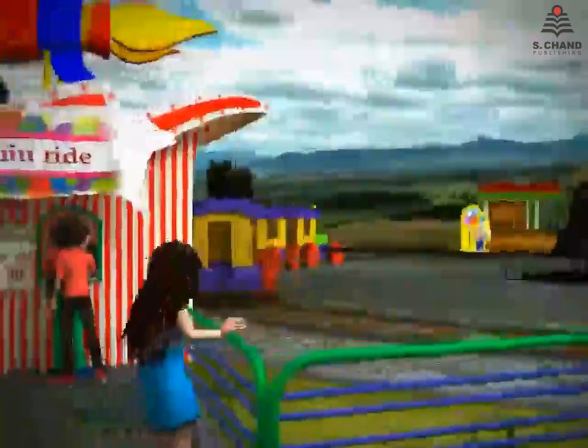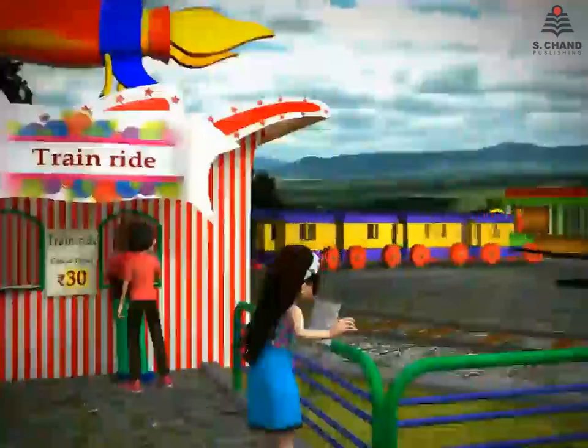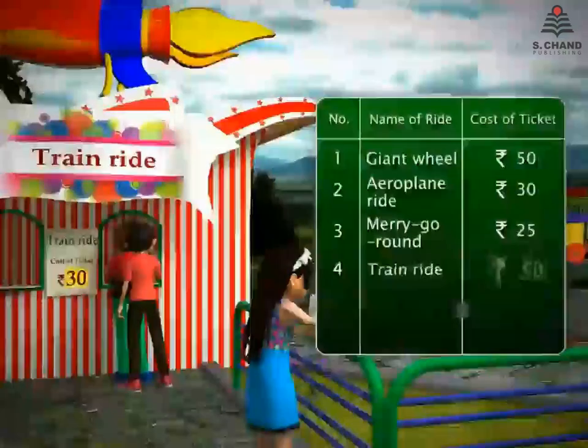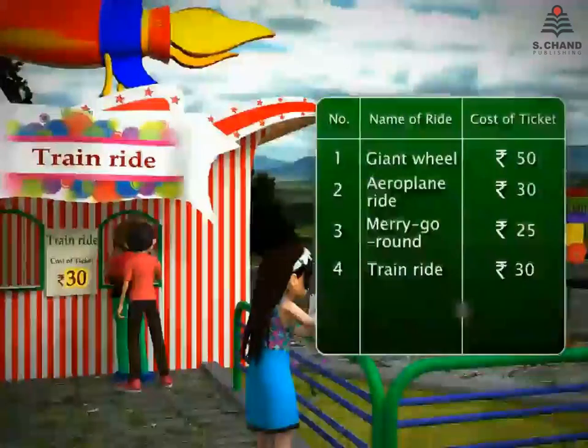Now, we come to the train ride. A ticket for this ride costs rupees 30. Let's enter the ride and its cost in the table.